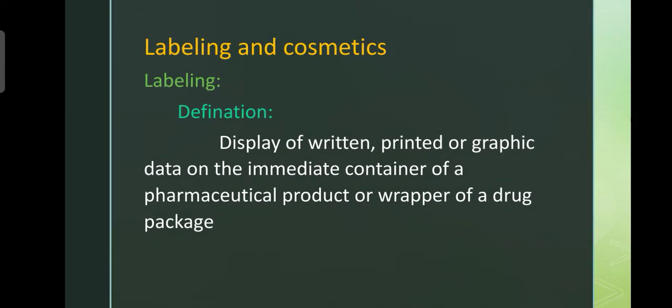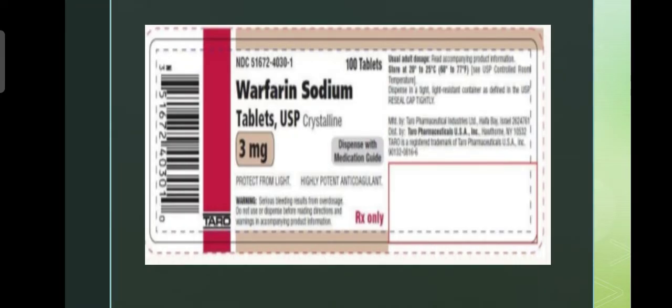Labeling and cosmetics. The definition of labeling is display of written, printed or graphic data on the immediate container of a pharmaceutical product or wrapper of a drug package. Example is the warfarin sodium tablet USP crystalline.